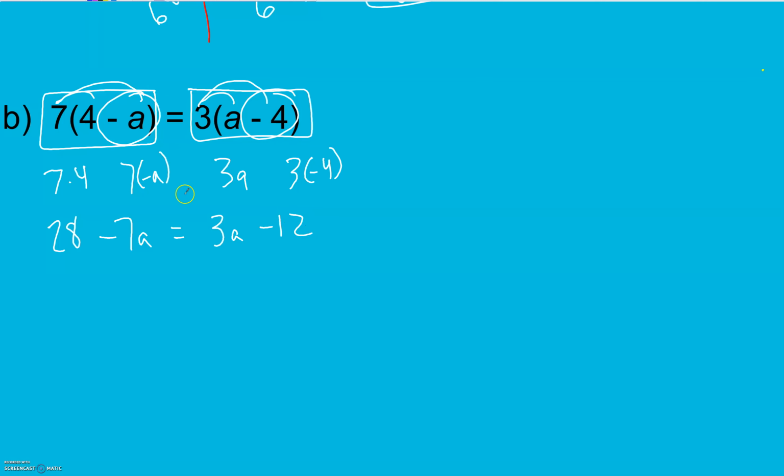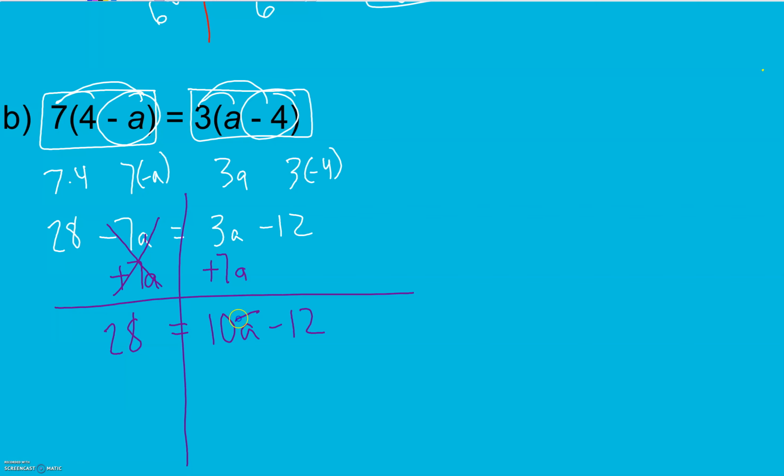Now I'm going to get all my variables together on one side because both sides are as simple as I can get them. Here, negative 7 is actually smaller, so I'm going to add 7a to get to 0. It's like I owed somebody 7 and then I gave them 7. We're even. 28 equals 10a minus 12.